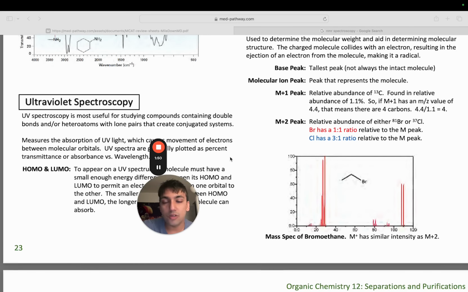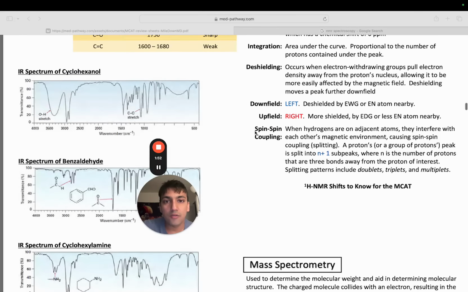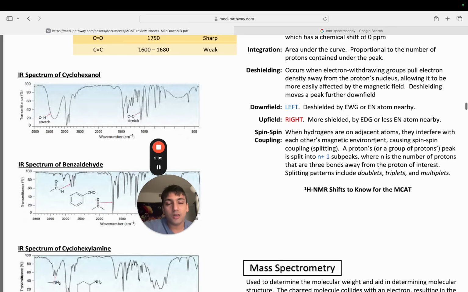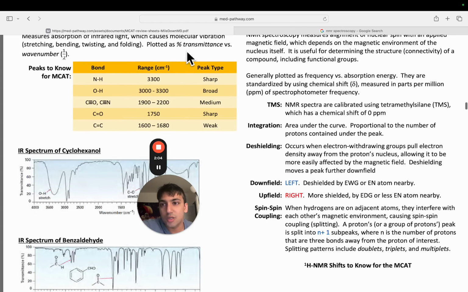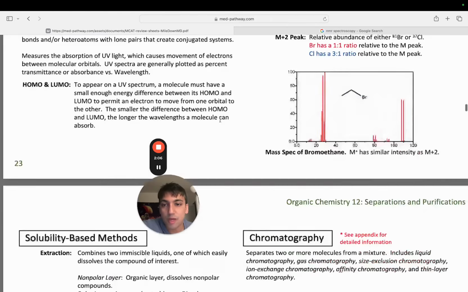But generally, if you know these basic principles, like the fact that downfield is left, upfield is right, and that deshielding is caused by electron-withdrawing groups, and more shielded by less electronegative groups, and then you know this table over here, that's going to be sufficient for the MCAT.